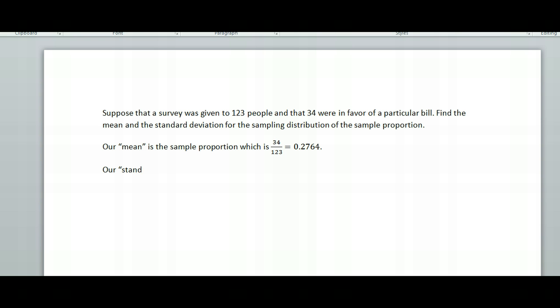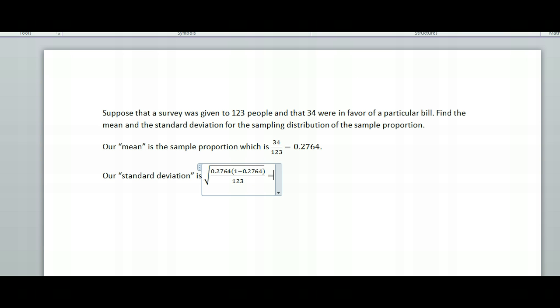Our standard deviation is the square root of P times Q over n. So that would be the square root of a fraction formed by taking 0.2764, which is the probability of success as we found above, times Q, which is the probability of failure, and that would be 1 minus 0.2764, over the size of the sample. And since it was given to 123 people, that's 123.